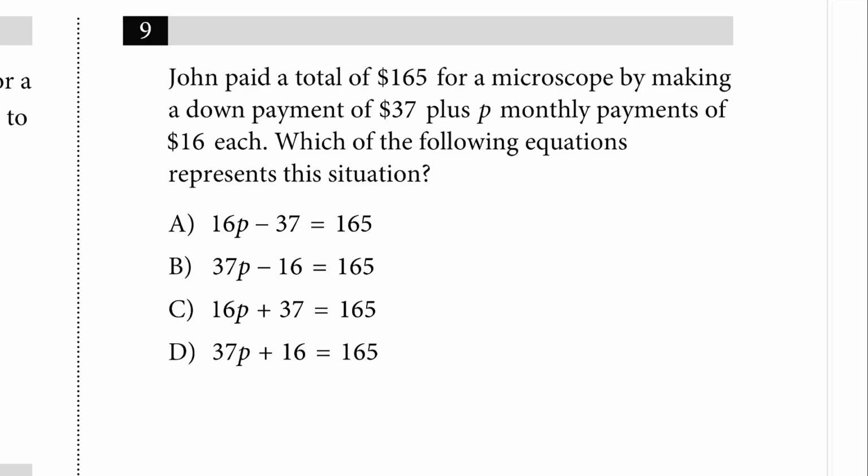John paid a total of $165 for a microscope by making a down payment of $37 plus P monthly payments of $16 each. Which of the following equations represents this situation?